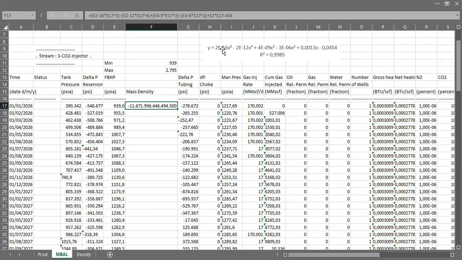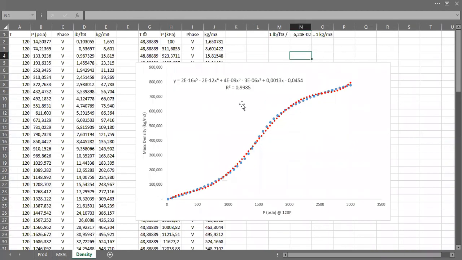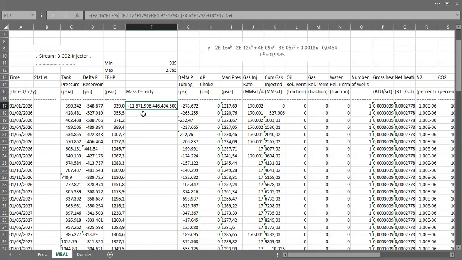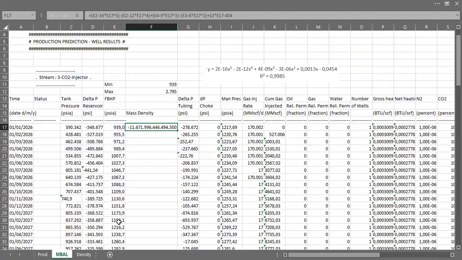Okay, so by the way, you can calculate the density of CO2 at some pressures using this correlation that you can generate from the results from HYSYS. So I think that's all. I will, of course, finish this calculation.